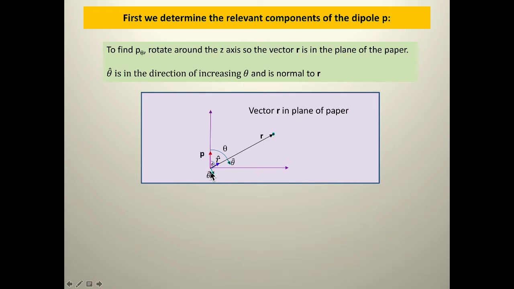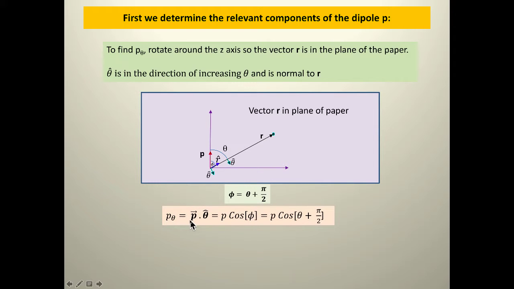So if we look at the angles, what we have between P and theta hat is the angle theta to here, and then another pi over 2 here. So we can write down that phi, which is the angle between those two vectors, is equal to theta plus pi over 2. Well, we know that if we take the dot product of P with theta hat, that'll give us P theta. So that's given by P times cosine of phi. So then we just put this expression right here, and so we have P cosine of theta plus pi over 2. So expanding the cosine, we get minus sine of theta. So P theta is minus P sine theta.